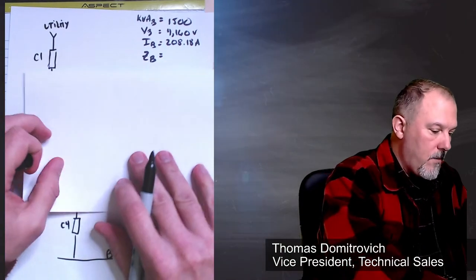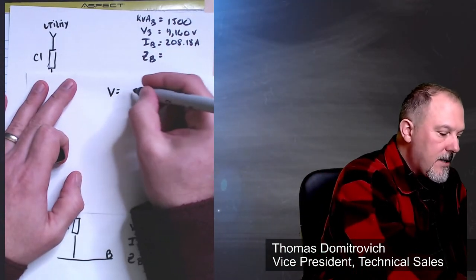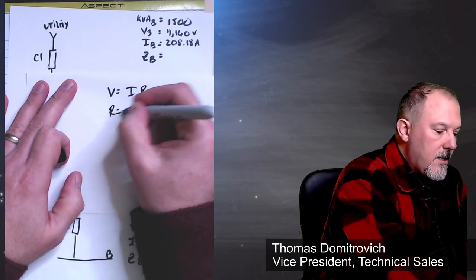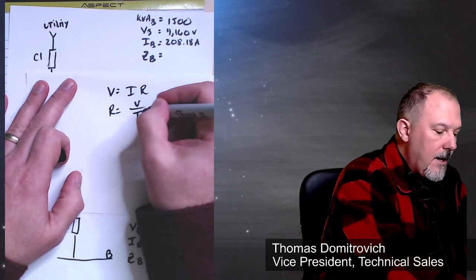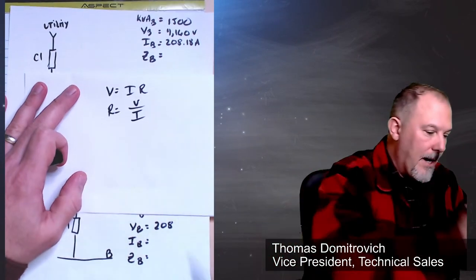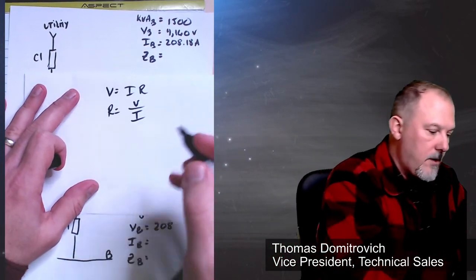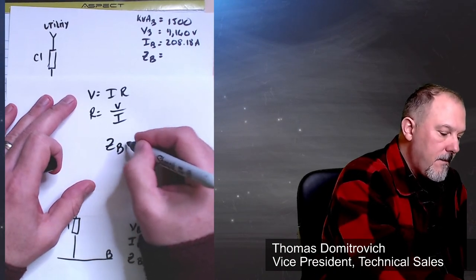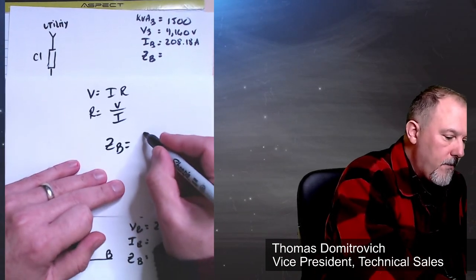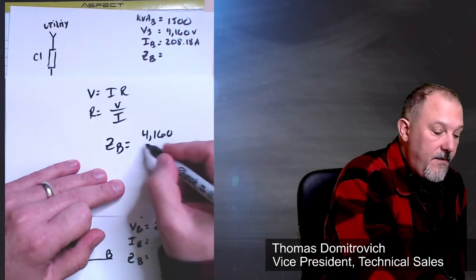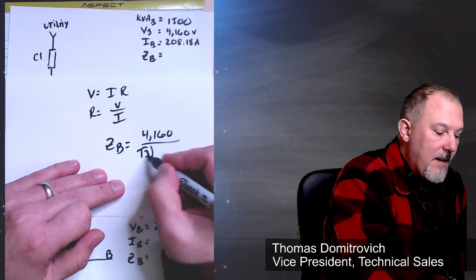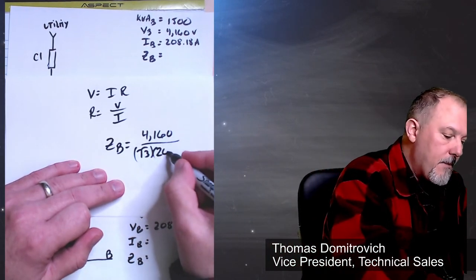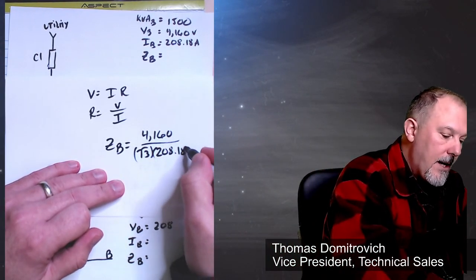All right, now, how do I get Z base? Well, what do we know? We know V is equal to IR. R is equal to V over I, right? I know voltage and I know current. So Z base is equal to 4,160 volts, I got to divide that by the square root of 3 to get the single phase. And then I have to divide that by 208.18.